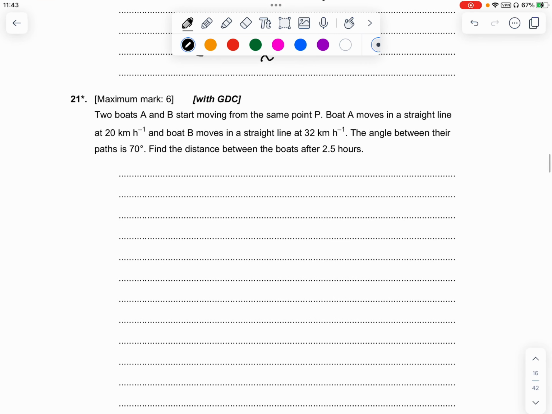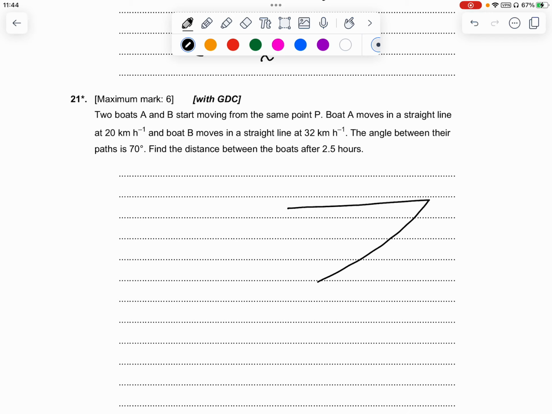Question number 21. Two boats A and B start moving from the same point P. Boat A moves in a straight line at 20 kilometers per hour. The boat B moves in a straight line at 32 kilometers per hour. The angle between the two paths is 70 degrees. Find the distance between the two boats after 2.5 hours.